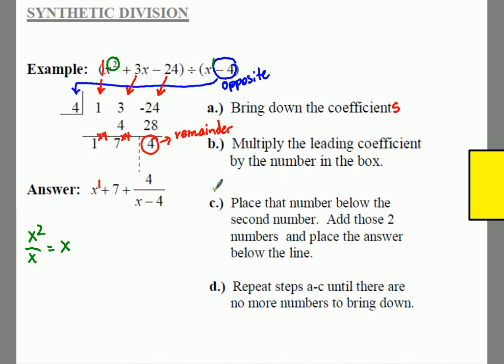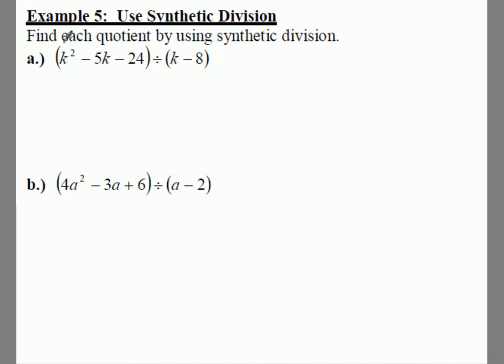So let's try this with our example. Example 5a. So we're going to take our number 8, -8, and we're actually going to put that into the box. You're going to bring your coefficients down. You have a 1, you have a -5, and you have a -24. So your first coefficient, no matter what the number is, always comes down. So bring down the 1, and you're going to have a 1 underneath the line.